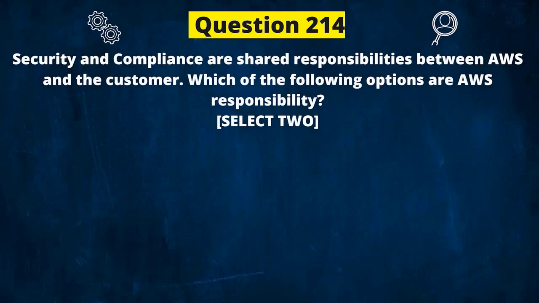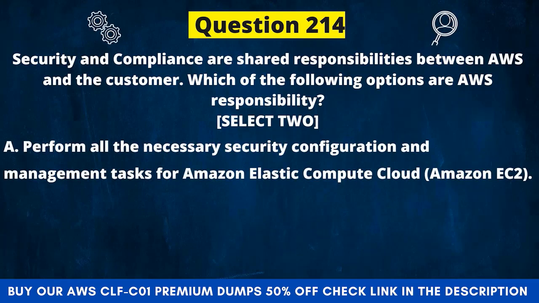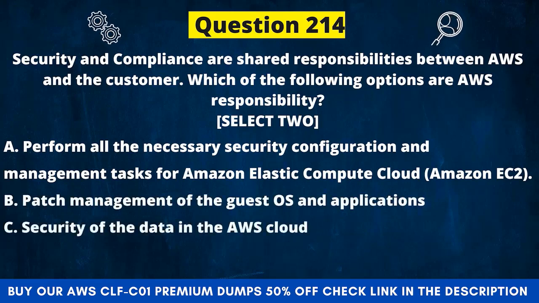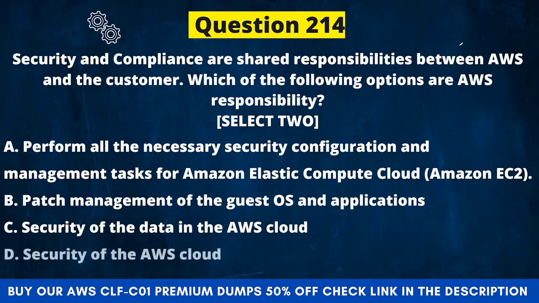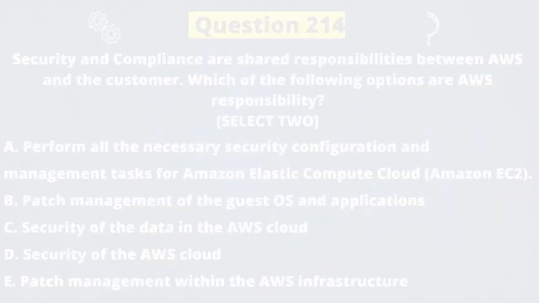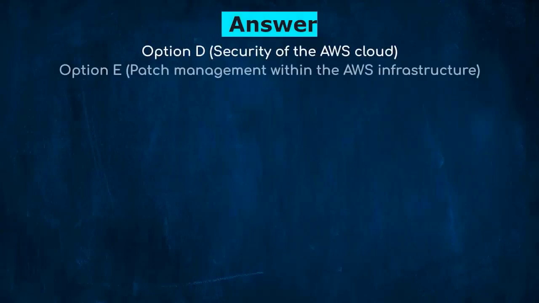Next question. Security and compliance are shared responsibilities between AWS and the customer. Which of the following options are AWS responsibility? Select two options. And the options are A. Perform all the necessary security configuration and management tasks for Amazon Elastic Compute Cloud. B. Patch management of the guest OS and applications. C. Security of the data in the AWS cloud. D. Security of the AWS cloud. E. Patch management within the AWS infrastructure. And the correct answer is option D. Security of the AWS cloud. And E. Patch management within the AWS infrastructure.